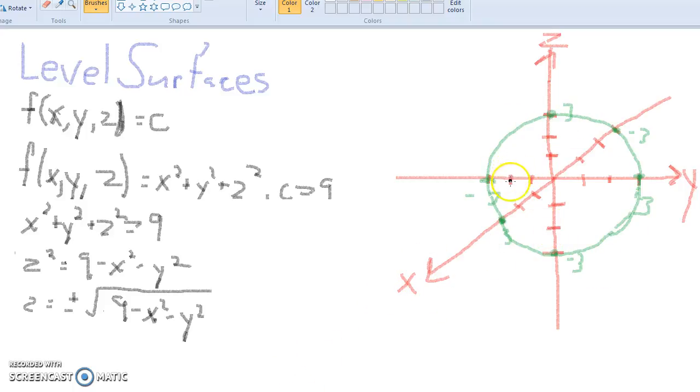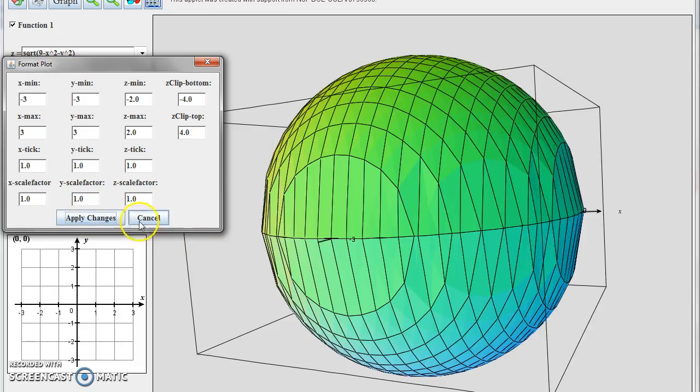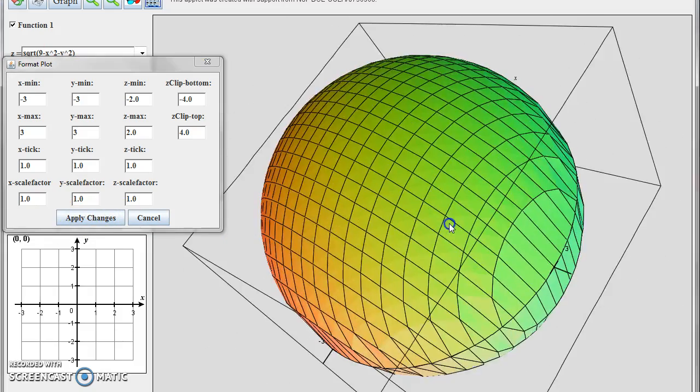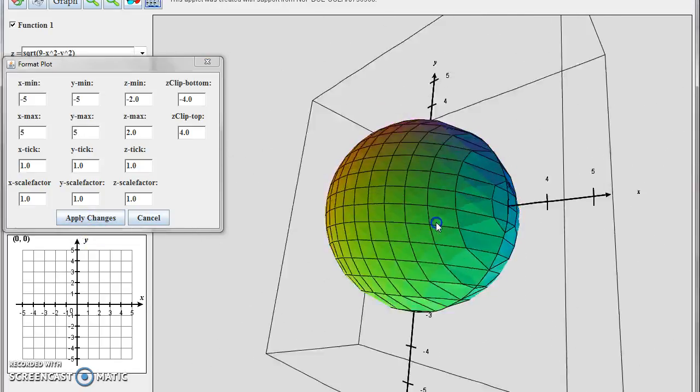Well, if you think about it, if we cut off our viewing at 2, we're cutting out most of the sphere in this case. So we'll go back to CalcPlot 3D and change the axes to 3. Oh, I said 3, not 2. We'll apply the changes. And there you go. Now you can see, wow, that does look like a sphere. And if we zoom out a little further, we can make it even more clear that what we're dealing with is a sphere.